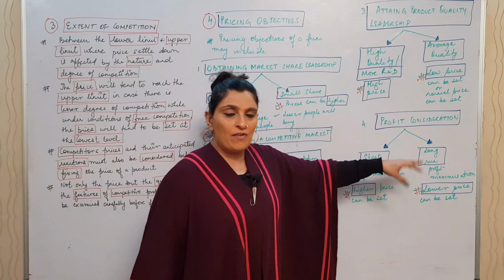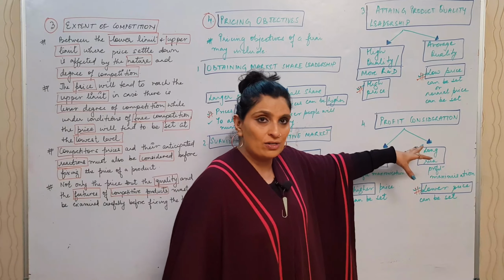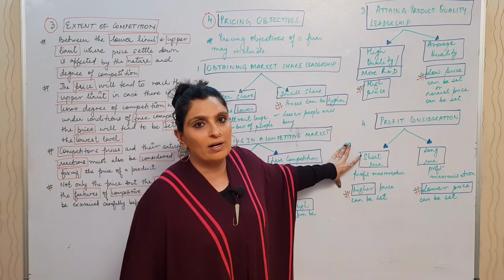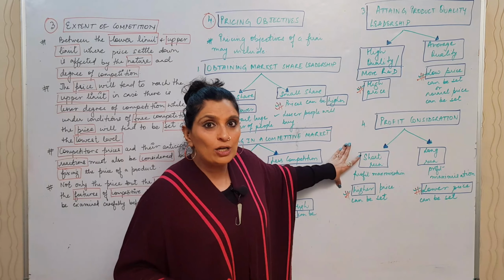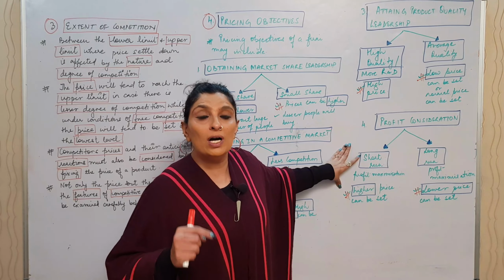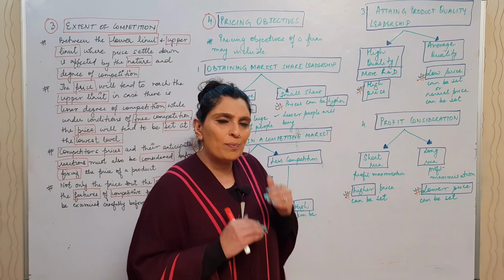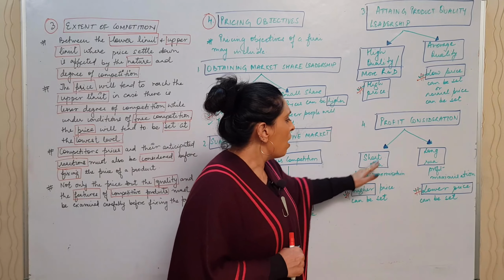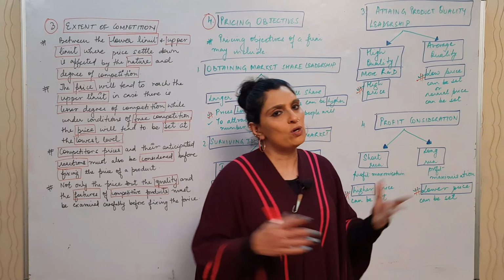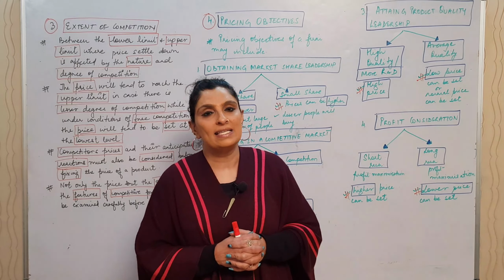Next, the next one is the profit consideration. Now, how do you want to earn your profit? In the short run or in the long run? So if you want to earn immediate quick profit, what are you going to do? You're going to charge high. But if you want to earn profit in the long run, a lower price limit will be set. So for short-run profit maximization, a higher price can be set, and for long-run profit maximization, a lower price can be easily set.